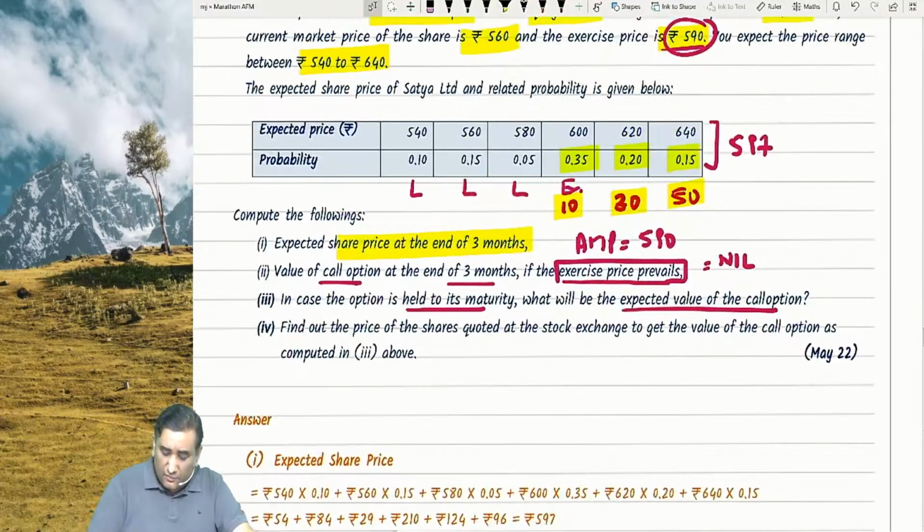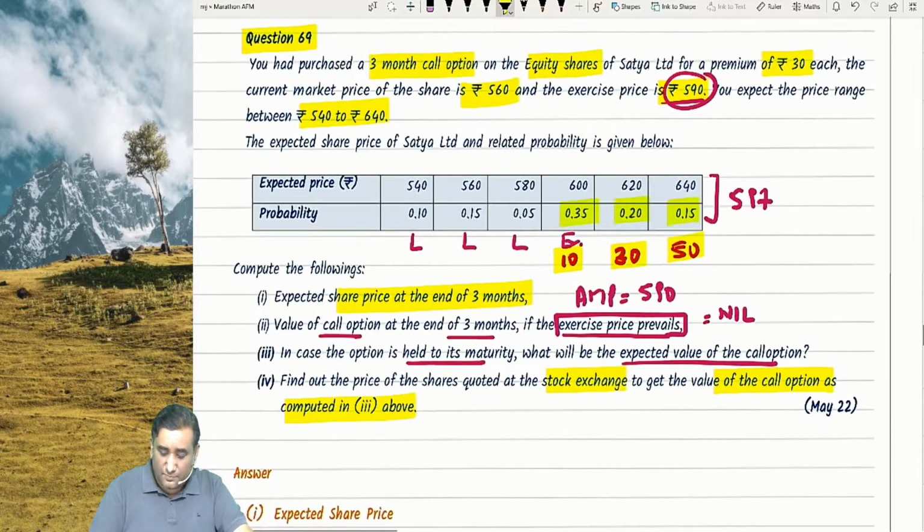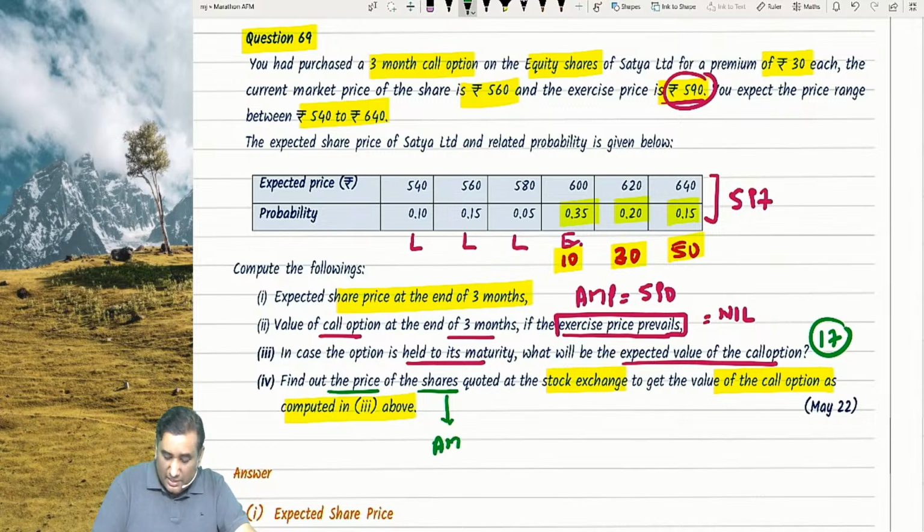Next part is find out the price of the share quoted at the stock exchange. Value of the call option, compute. Language can trouble you in the exam. It means you want your profit to come as what? 17. Basically it says find out the price of the share. Want to find out the actual market price quoted at the stock exchange, available in the stock exchange. Get the value of call option as computed. Want 17 rupees.